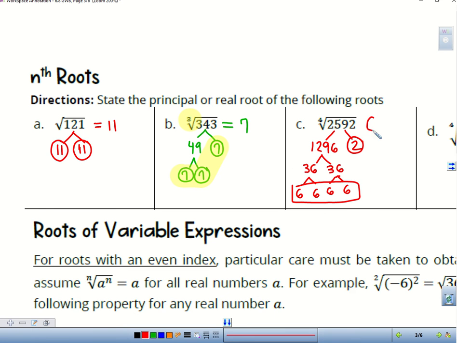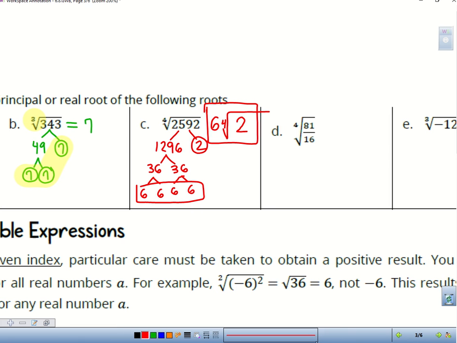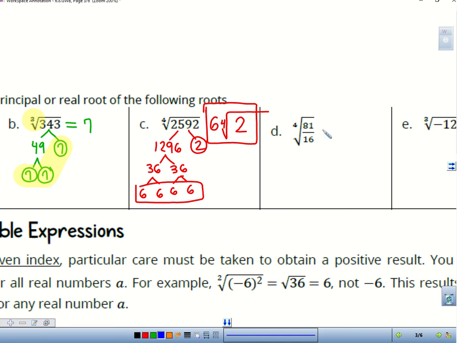Okay? So we got a 6 that leaves, and then what has to stay behind inside the radical? The 2 that didn't get paired up with anything, okay? So you can also split fraction radicals like this, and you're going to see why that's helpful here.